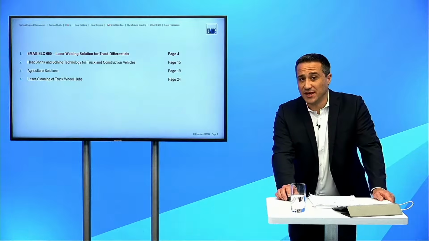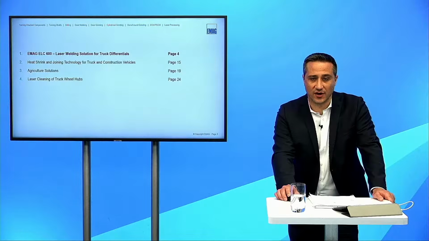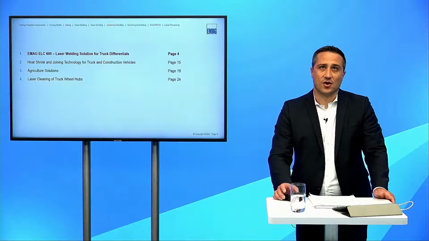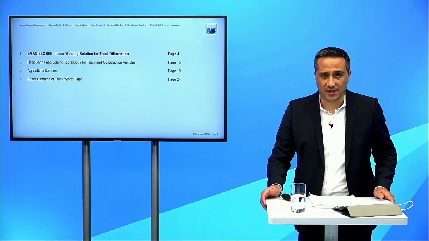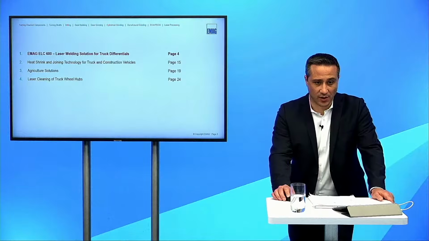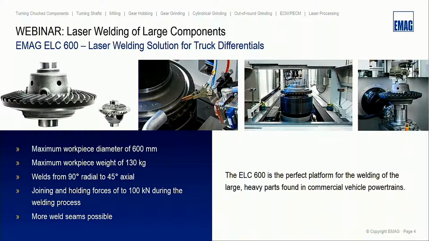So this line means we have an ELC 600 machine. This machine is developed for truck differentials, and it is focused on components which are pretty heavy, pretty big in size, and we decided to have a lot of different functions surrounding the welding operation. So the solution is generally focused on a very important matter of fact, and here we are having a 600 millimeter diameter workpiece. We are talking about 130 kilogram workpiece weight, and we decided to have a very flexible machine.